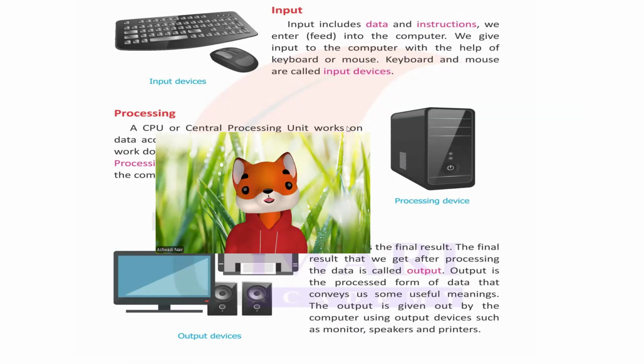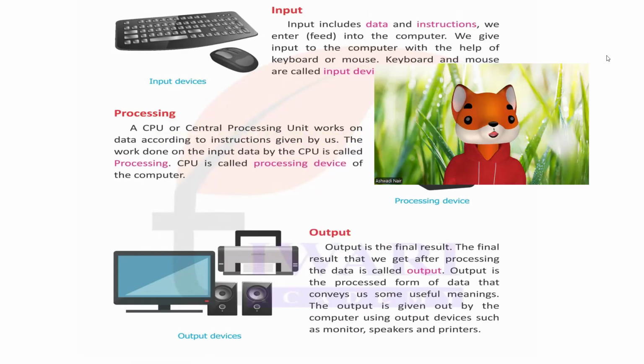Input includes data and instructions we feed into the computer. What is the use of input? Sometimes we are saving files, sometimes we are giving instructions to our computer, right? So we give input to the computer with the use of keyboard and with the use of mouse. So what are the input devices? There are many other input devices, but here two examples are given, that is keyboard and mouse. Understood everyone? I will be taking quiz questions, so pay attention everyone on this topic.